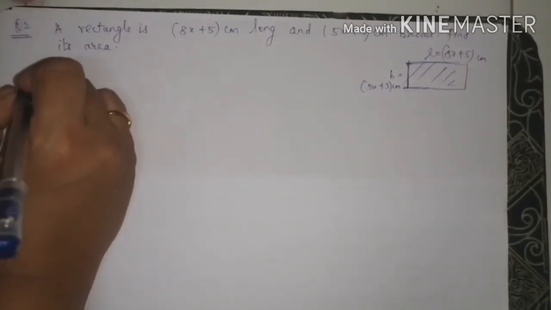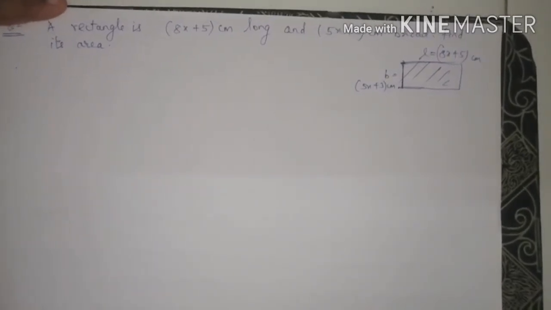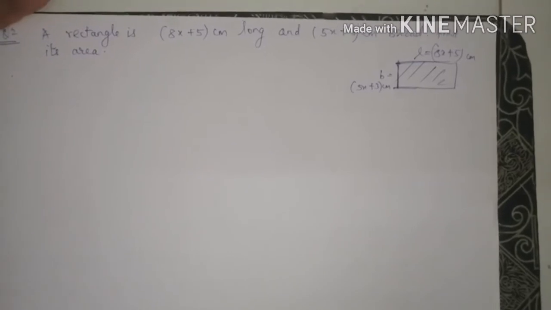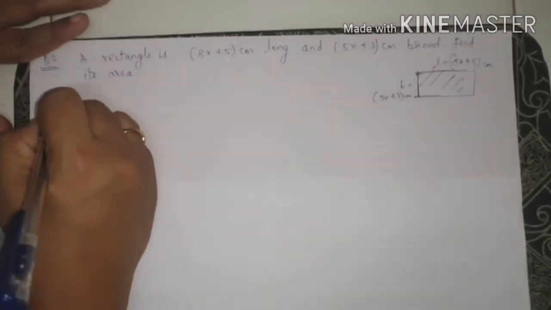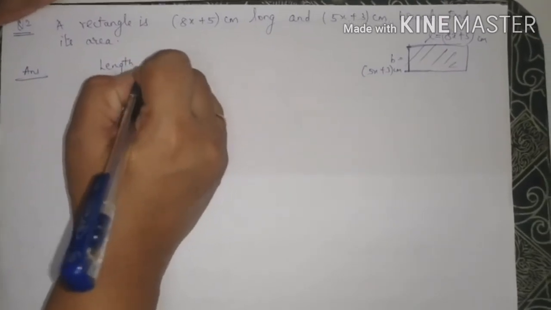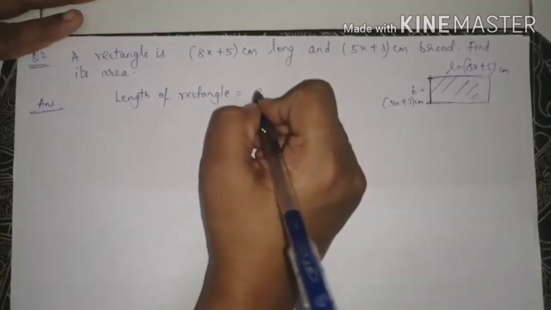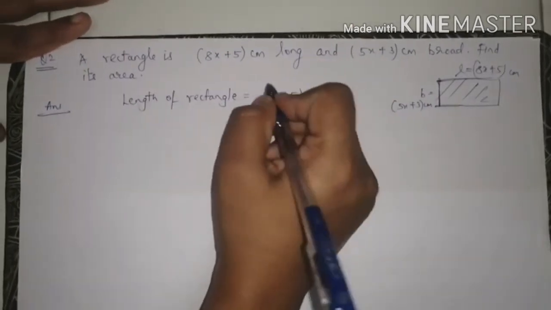So area of rectangle formula we have already learnt in lower classes. Area of rectangle is length multiplied by breadth. So we'll use that formula and we'll find out the area. So first write down what is given to you. Length of rectangle, how much is it? Length of rectangle is given to you 8x plus 5 centimeter.